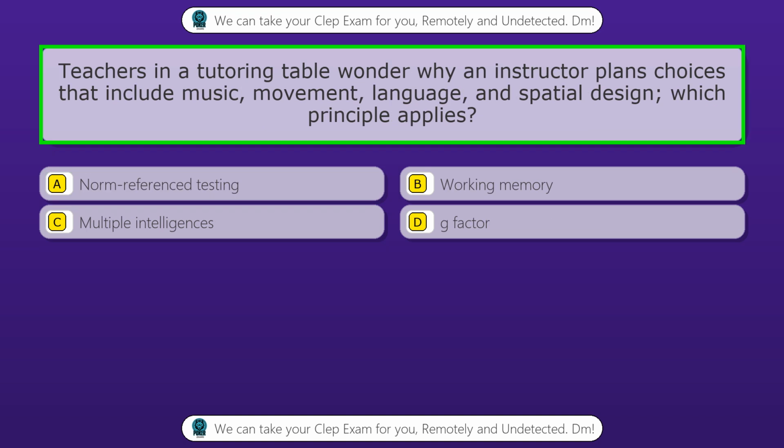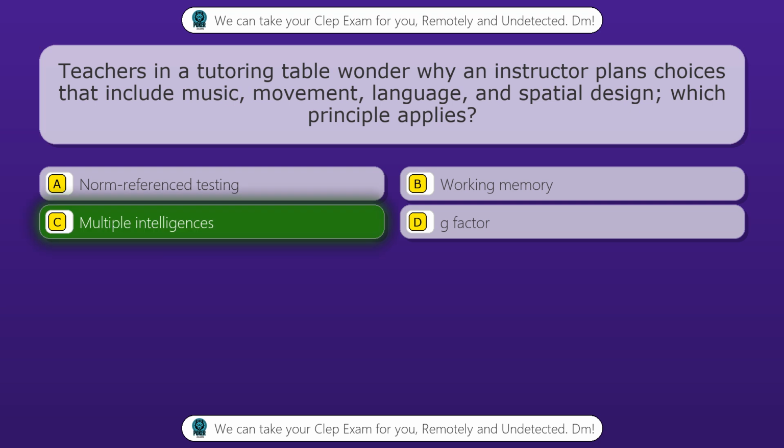Question 24. Teachers in a tutoring table wonder why an instructor plans choices that include music, movement, language, and spatial design. Which principle applies? Option A, norm reference testing. Option B, working memory. Option C, multiple intelligences. Option D, G factor. The correct answer is option C, multiple intelligences.